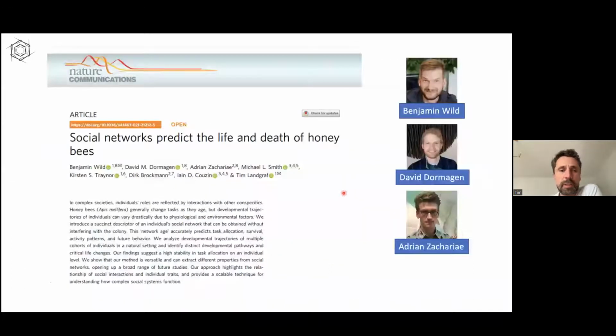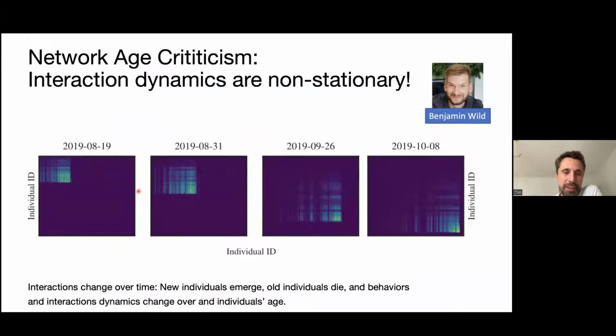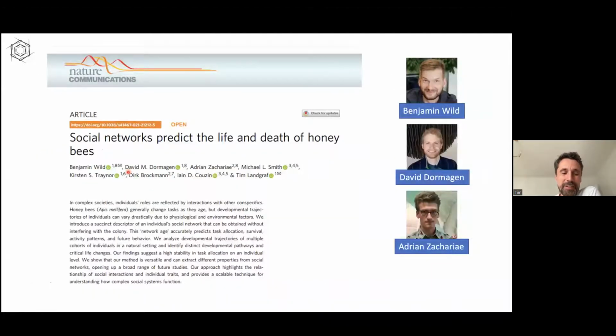And this is the paper that we published last year, I think. And these three people here, bright students, Ben, David, and Adrian, were the first authors on this. This is a joint work with Ian Couzin and Michael Smith when he was in Konstanz, and Kirsten Traynor. And Dirk Brockmann, by the way, he works in COVID modeling, but he has a knack, or some interest in social networks, and we borrowed Adrian from his lab.